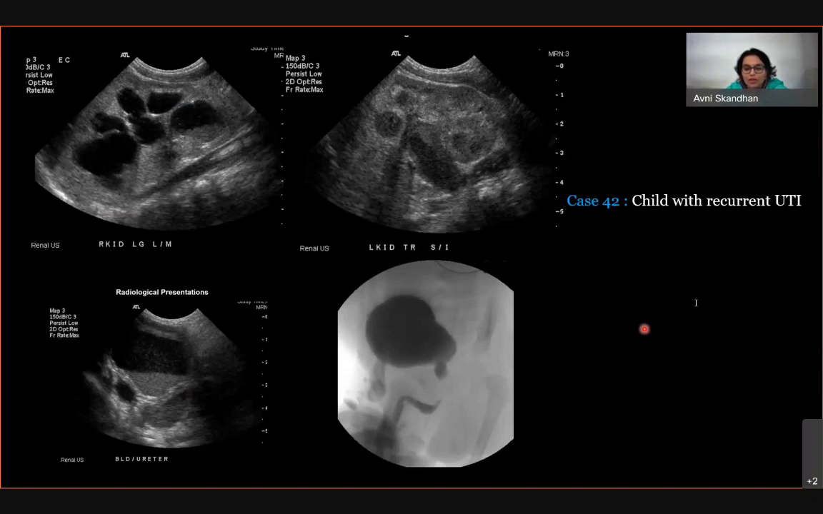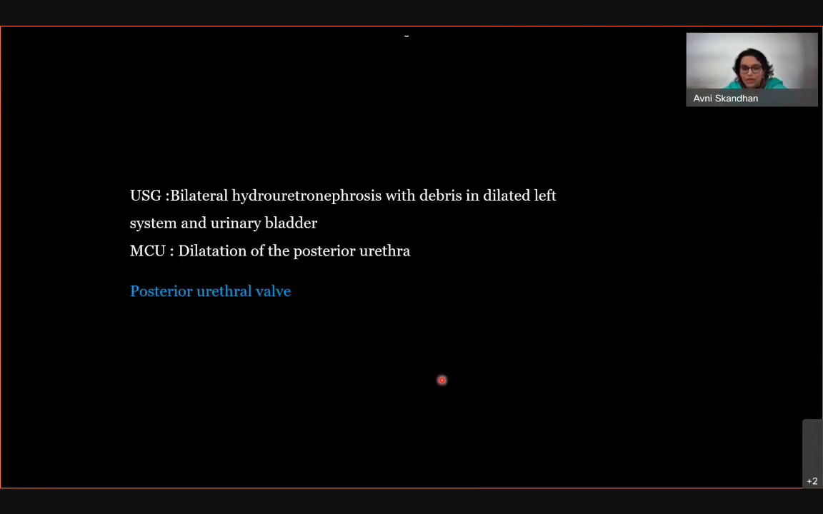I said always make sure you talk about everything. Infection too, and you're seeing an obstructed system. So you have a PUV, you are seeing obstructed systems, you are seeing there's debris in the left kidney and debris in the bladder. MCU is demonstrating that there's a dilated posterior urethra. So what is the entire spectrum? There's PUV, there's obstructed system, and secondary infection in the left kidney and the cystitis.